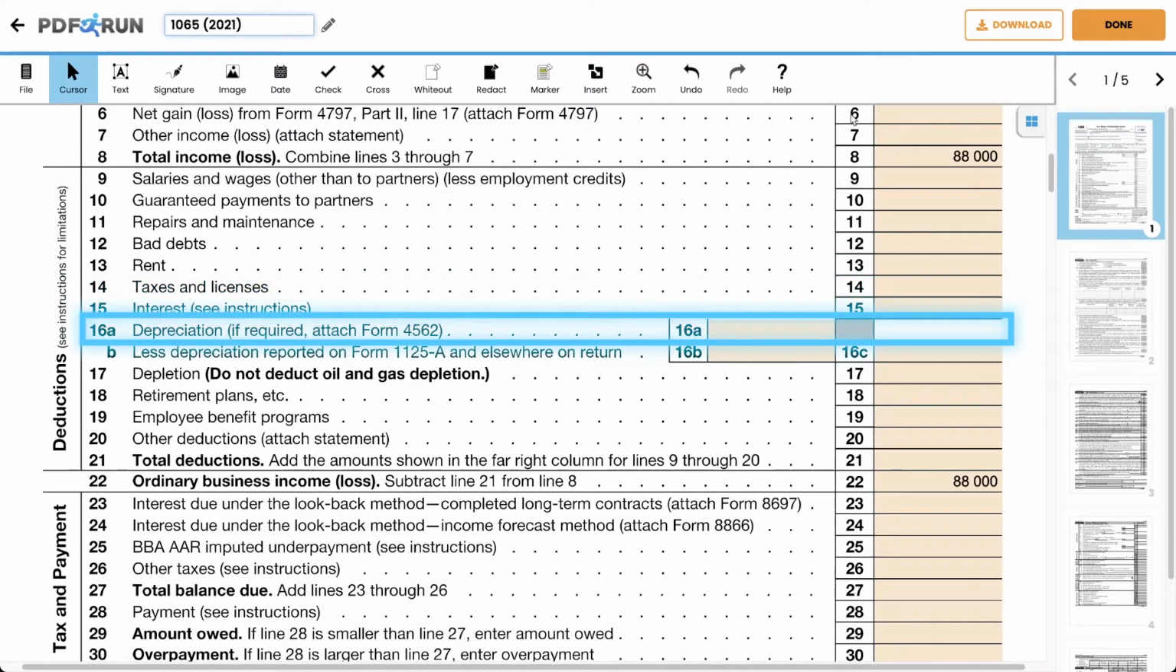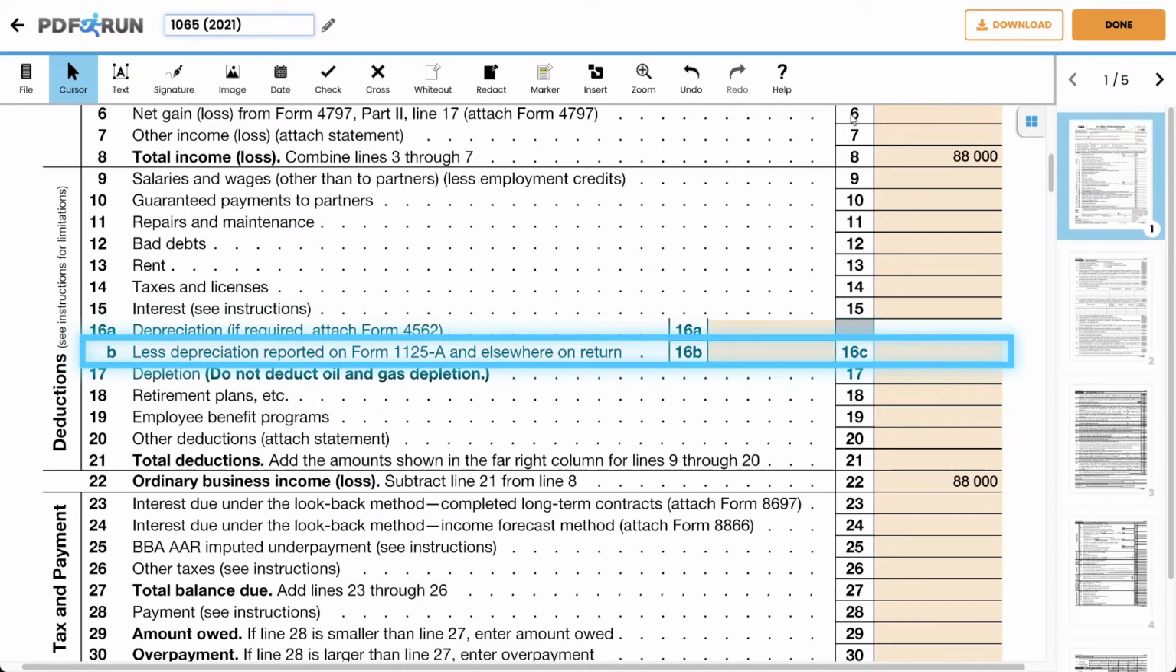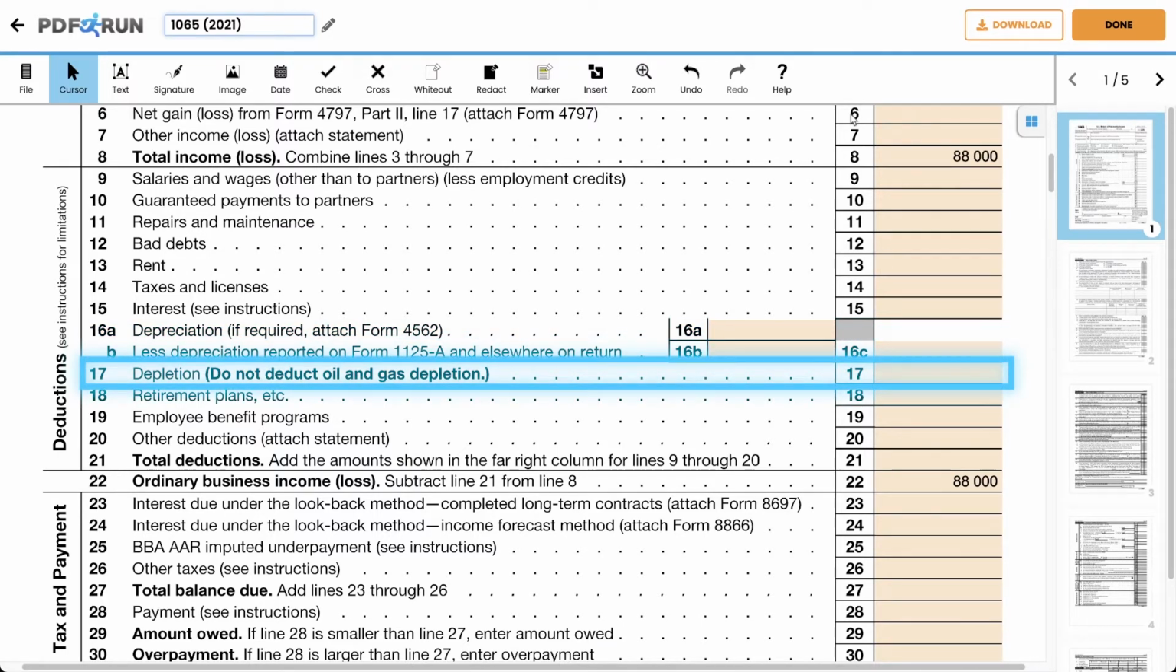Line 16A. Enter the amount of depreciation and attach Form 4562 if required. Line 16B. Subtract the amount of depreciation reported on Form 1125-A and elsewhere on the return from the amount written on line 16A, and enter the difference. Line 17. Enter the cost of depletion. Do not deduct oil and gas depletion.